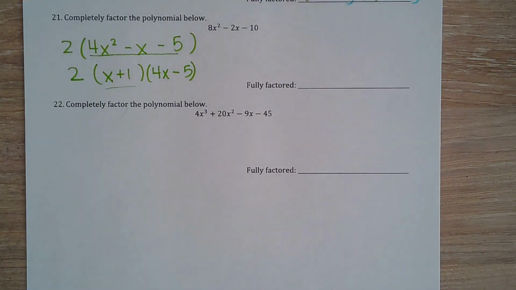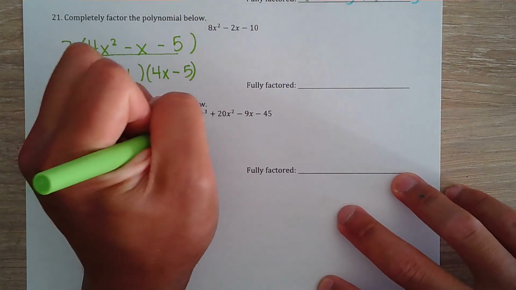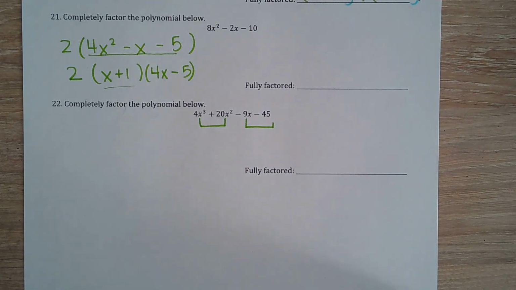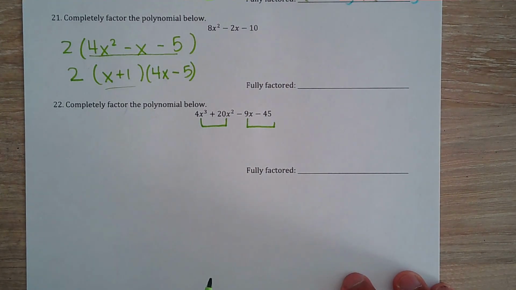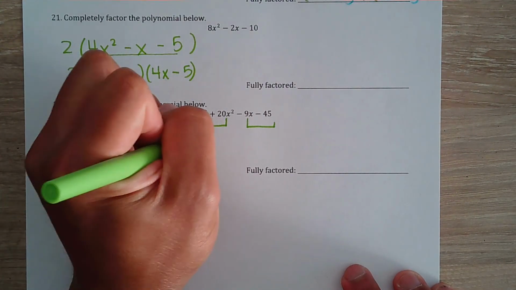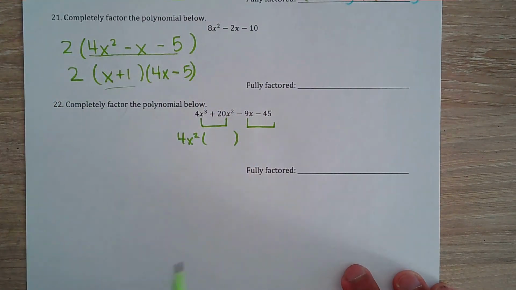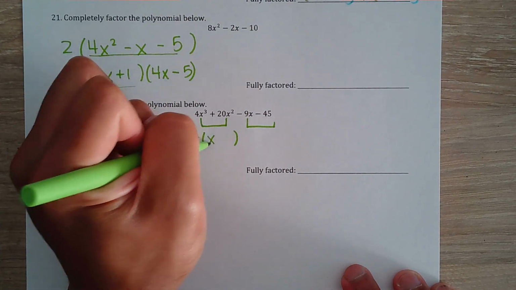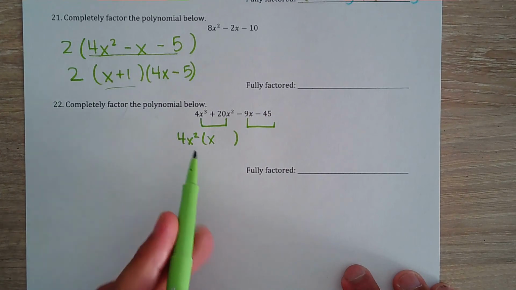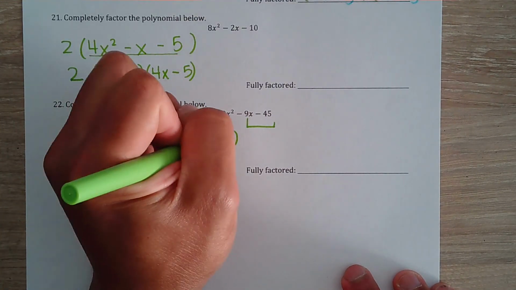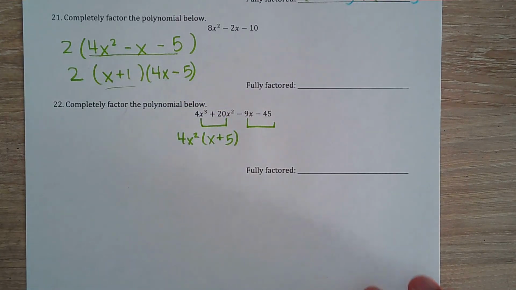All right, question number 2. We have 4 terms, so we want to go ahead and factor this by grouping. So let's go ahead and group this, and we group this. All right, the greatest common factor of this would be 4x squared. In parentheses, let's see, 4x squared times x would give us 4x cubed. 4x squared times, what would that be, 5? Yeah, a plus 5 would give us 20x squared.